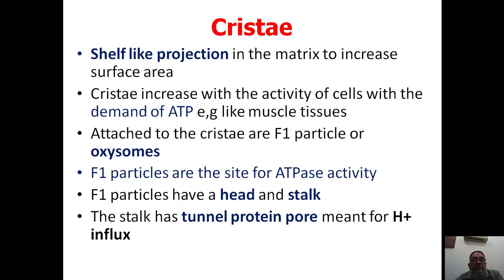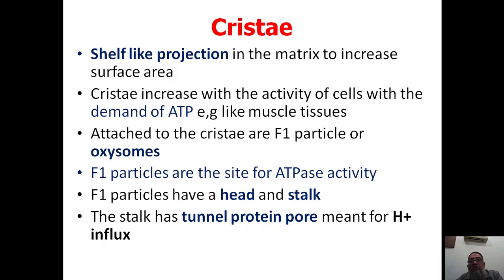Now, what are the cristae? Cristae are shelf-like projections in the matrix to increase the surface area. What will be the function of the cristae? The infolding of the inner mitochondrial membrane increases the surface area, so that F1 particles are more numerous there. So increased surface area means increased activity. These cristae are the site for the F1 particle activity of ATP production. It is more prominent in muscle cells, where cristae carry more F1 particles.